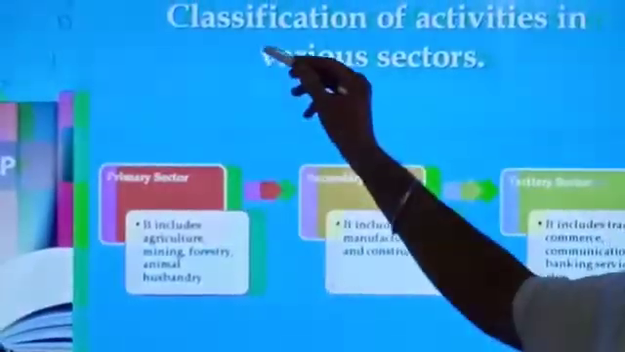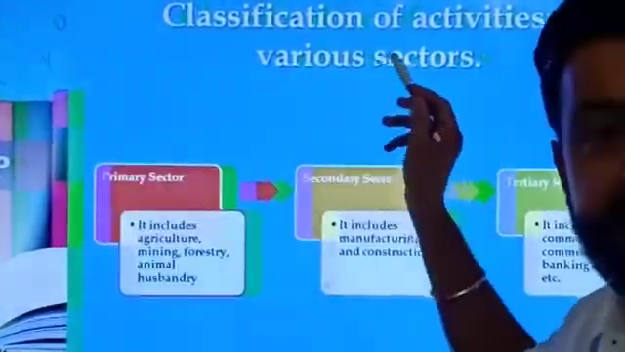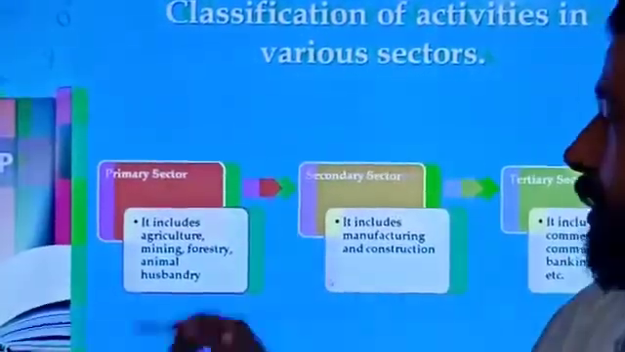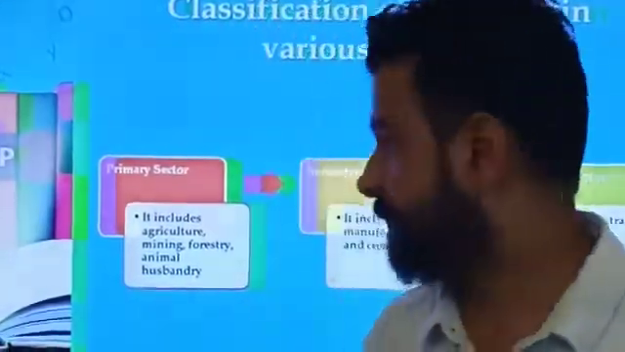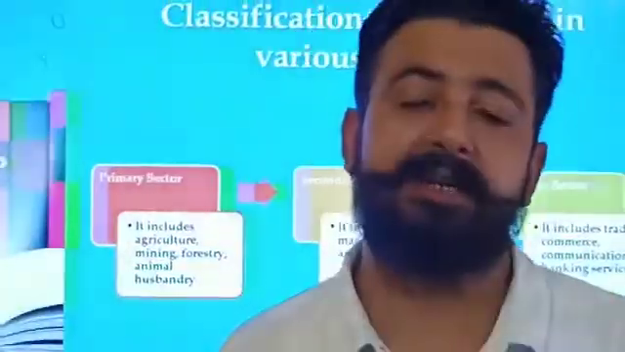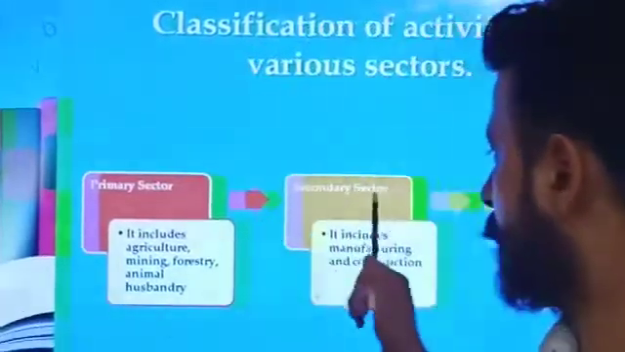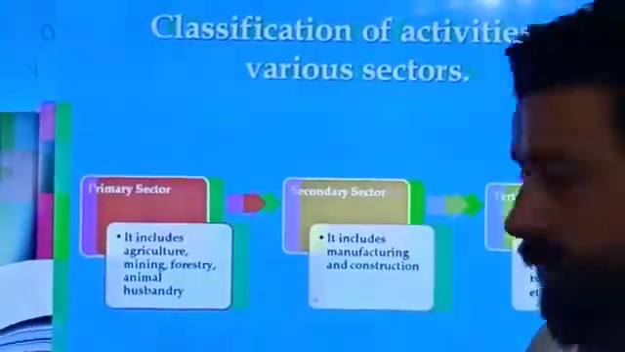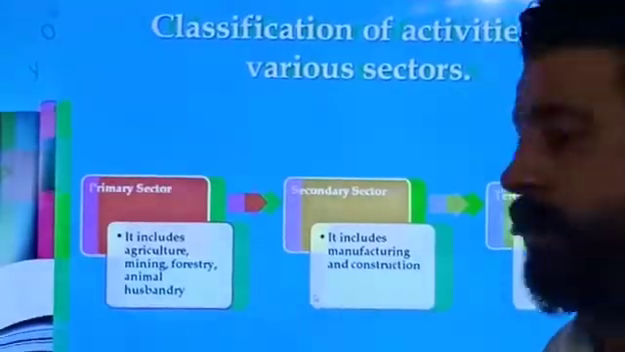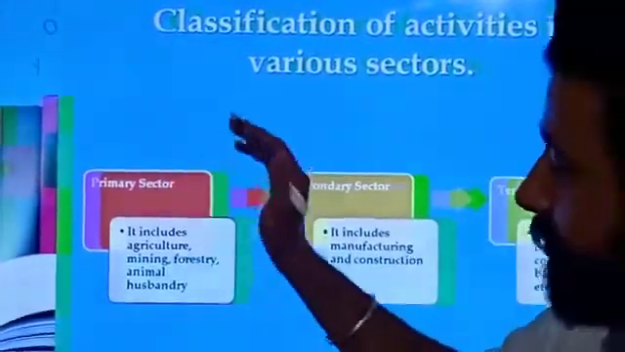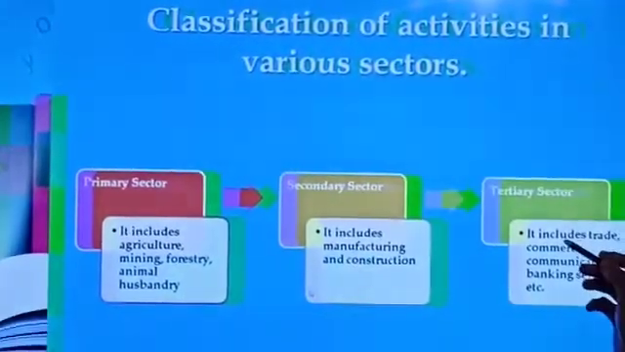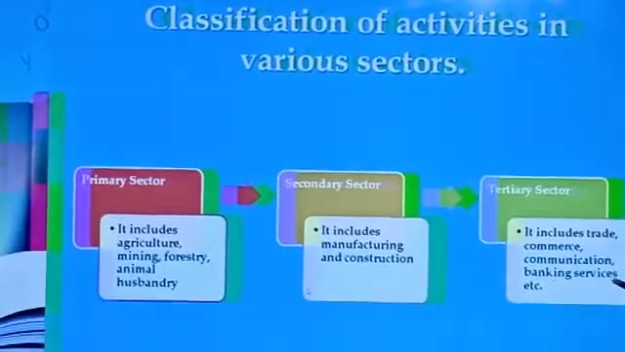Now classification of activities in various sectors. There are three sectors: primary sector, secondary sector and tertiary sector. The primary sector includes agriculture, mining, forestry, animal husbandry. We get raw material from the primary sector, and about 64% of the population of India is engaged in the primary sector or agriculture. Second is the secondary sector. It's a manufacturing sector. It includes manufacturing and construction. Now the third one is the tertiary sector. It's a service sector also. It provides services to both the primary sector and secondary sector. It includes trade, commerce, communication, banking, services, etc.